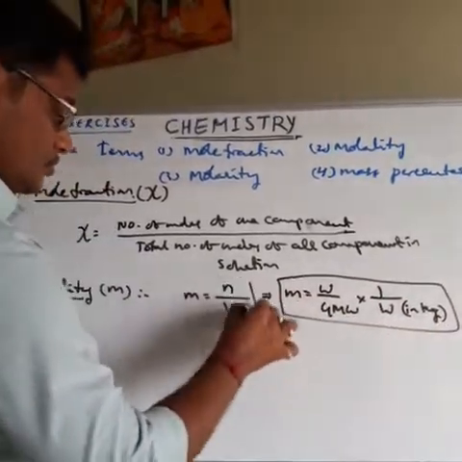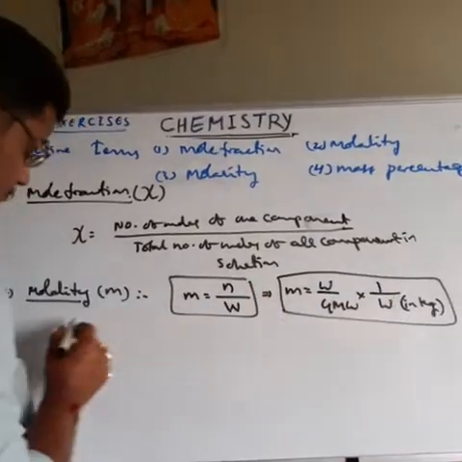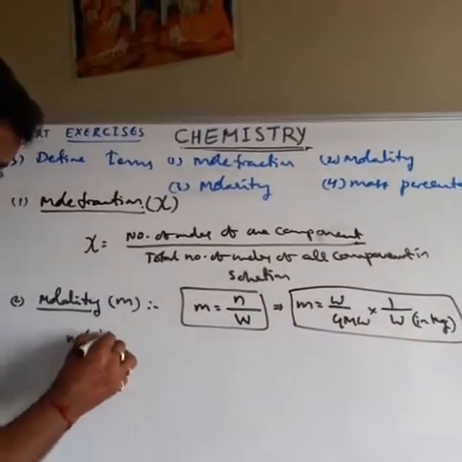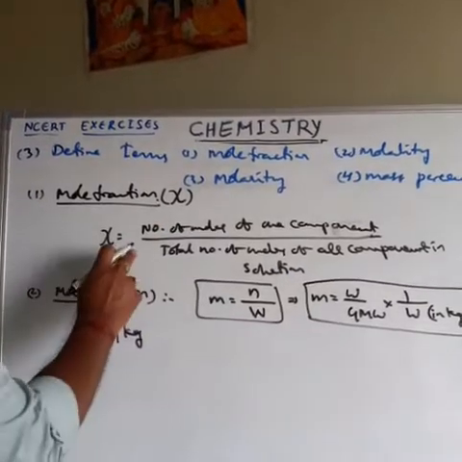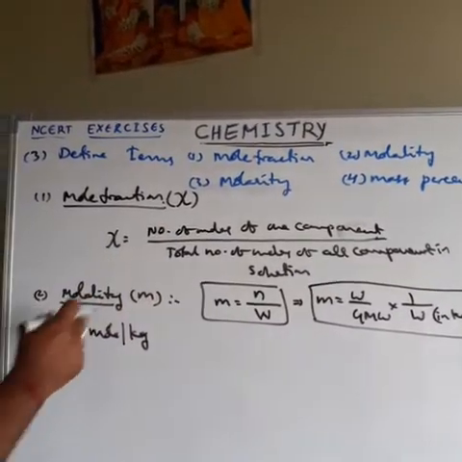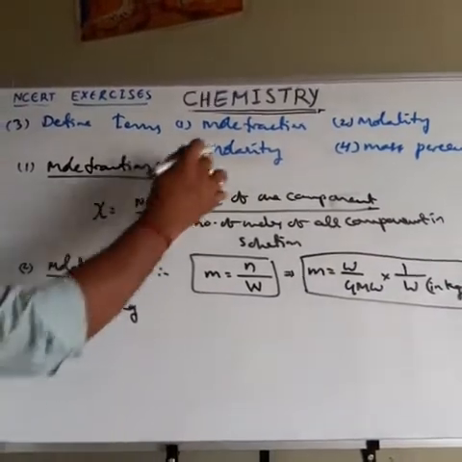So this is about the definition of molality. Units: mole per kilogram. But mole fraction has no units. Here units are absent because it is a ratio quantity. Then the next, third one, is molarity.